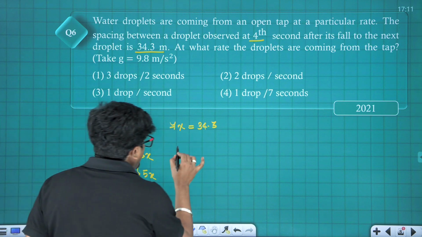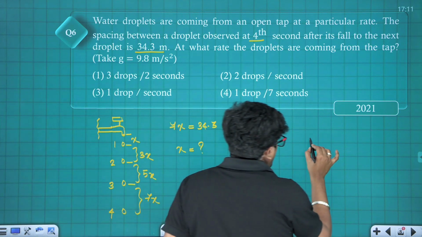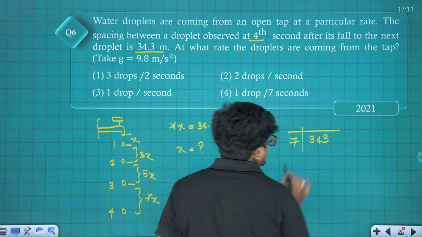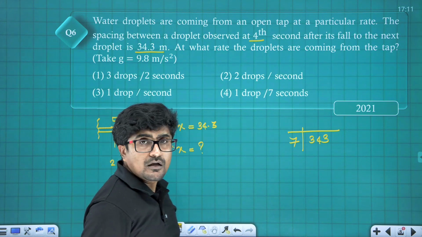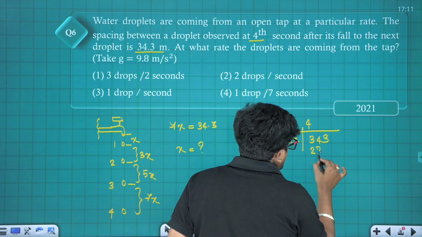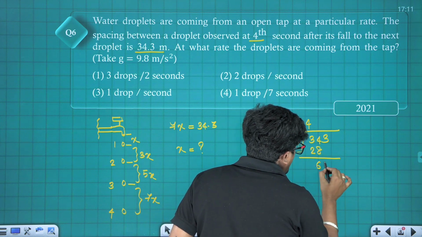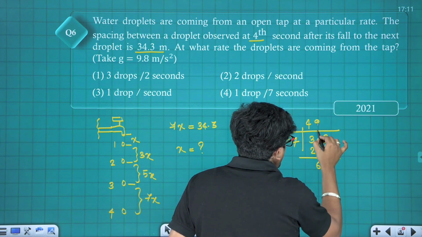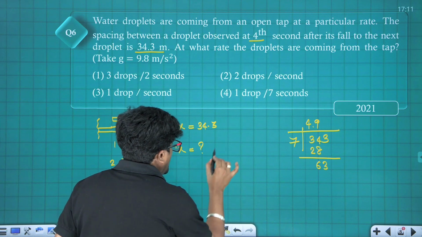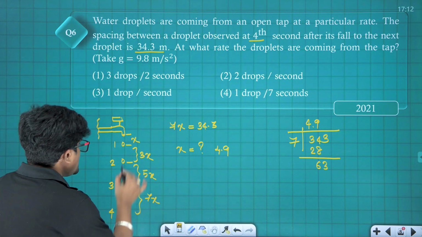Okay. Now what could be the value of x? Let's see what could be the value of x. So it's going to be 343 upon 7. Here this is going to be 4, here this is 28, and here this could be 63. So it's going to be 49. Considering the decimal, it could be 4.9. So x is going to be 4.9. So this distance is 4.9.